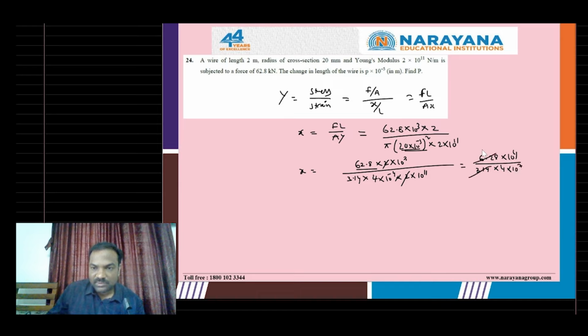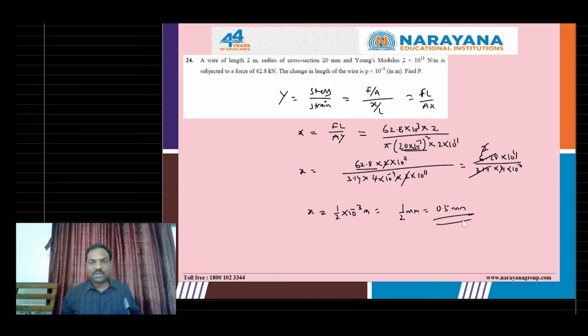So then this 2 cancels out. Then the x value is equal to 1 by 2 into 10 power, okay, 4 and this is 7, so 10 power minus 3 meter I'll get. That is 1 by 2 millimeter, so I can say 0.5 millimeter.